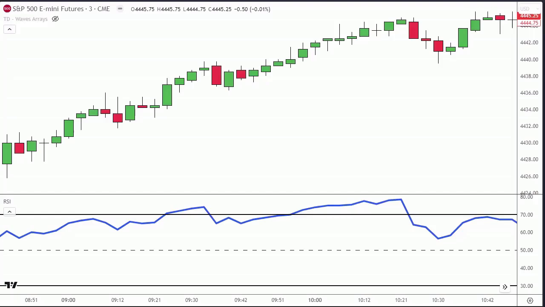RSI, best indicator for intraday trading? Well, if you use it correctly, it can be very, very powerful. The problem is most people use it exactly wrong, upside down, and that's why you get upside down results in your profits. So let's get you making some money, and here we go.